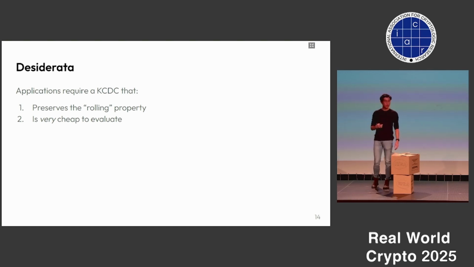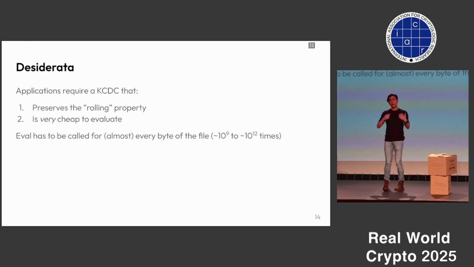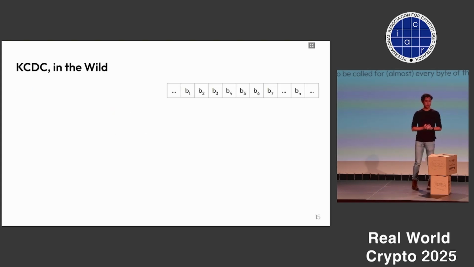And that means in the order of 10^9, 10^12 times. So it must be blazingly fast. So how do you do this? You usually use some algebraic structure. Here's a sort of framework for how a lot of applications do it.